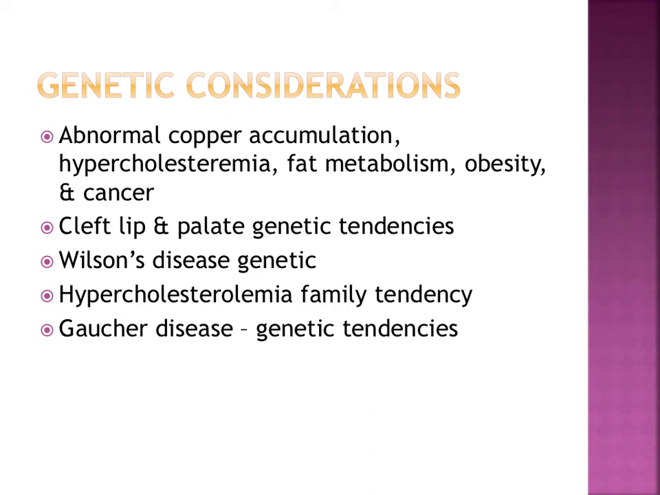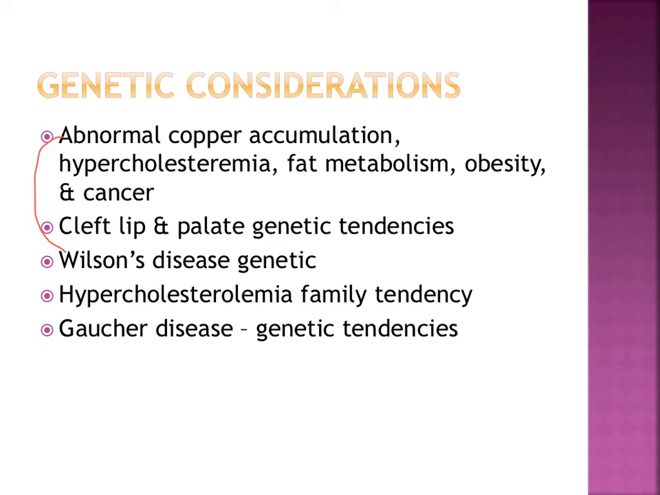Listed throughout the chapter are different genetic considerations of the upper and lower GI tract, and you can look through these. One you can consider is a disease of abnormal copper accumulation, and that is actually Wilson's disease. So abnormal copper accumulation is Wilson's disease. It's genetic. Copper accumulates in the various organs.